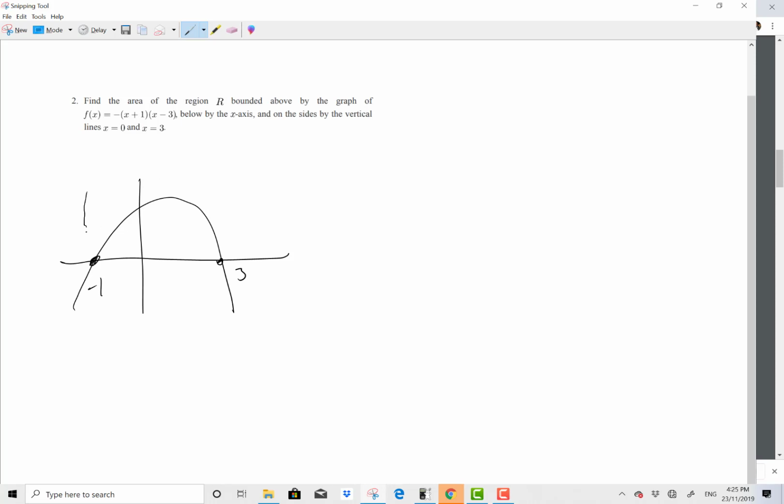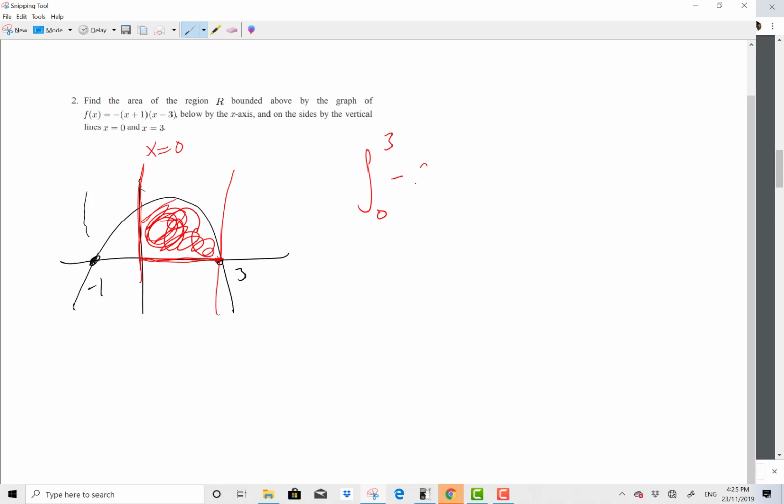So we have the x-axis. This is negative 1, so x-axis. So we need this point. Let me use a different color to illustrate. So let me use a red. We have the vertical lines, x equal to 0 and x equal to 3, and the x-axis. So we want this region. Pretty much. So the integral of that is going to be the integral from 0 to 3.